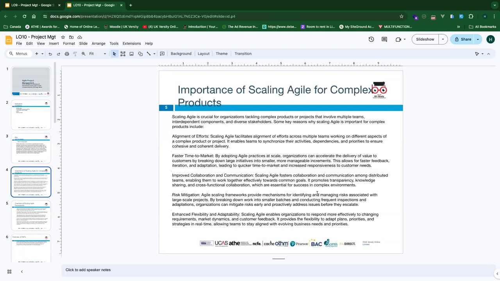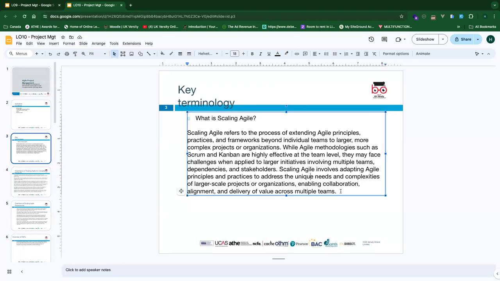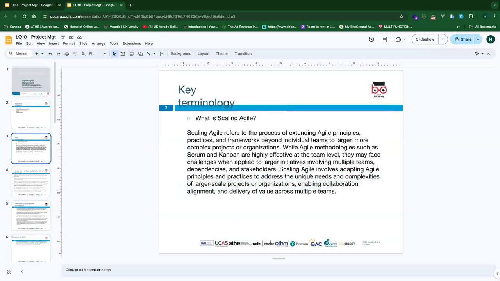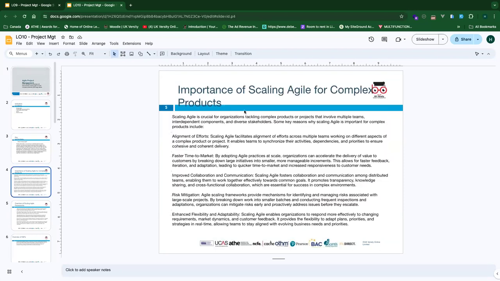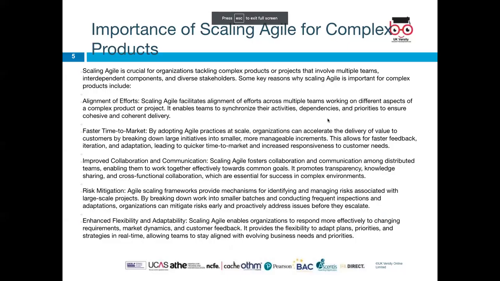So what this is saying in essence is that you scale agile to be able to be usable in large teams or organizations. So you scale it, that means that you extend it, you expand it. So, importance of scaling for complex products. Scaling agile is crucial for organizations tackling complex products or projects that involve multiple teams, interdependent components, and diverse stakeholders.